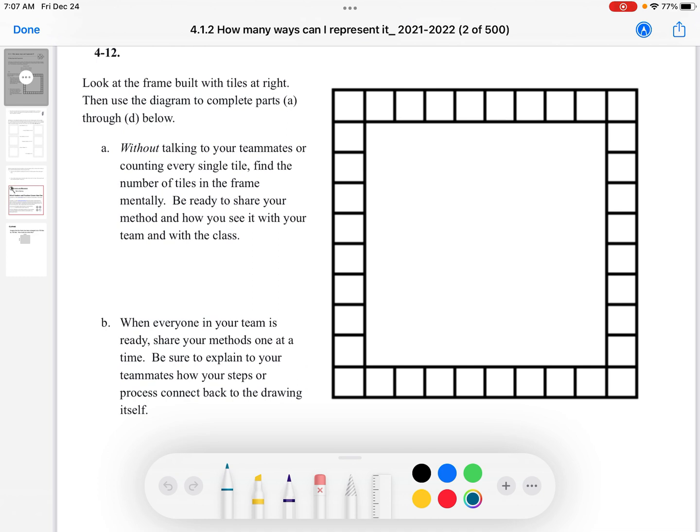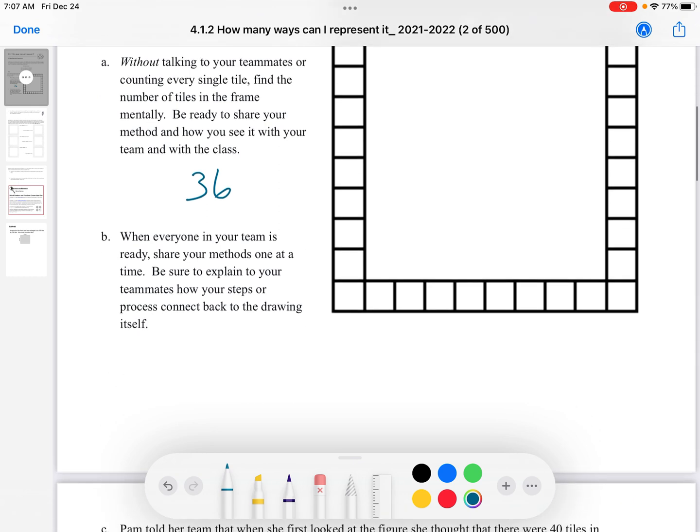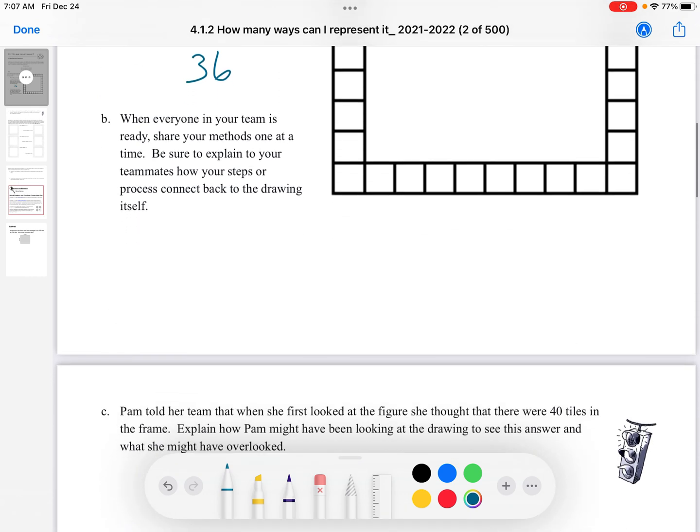So I'm just looking at this. I see 1, 2, 3, 4, 5, 6, 7, 8, 9, 10 on there. Okay, I at least had to have that count. That I did have to count. Now without counting the rest, how can we get the rest? Well, with whatever method you come up with, I hope you come up with the same answer I have. The answer is 36. Did you have 40? Ooh, what happened? We'll talk about it when everyone in your team's ready. We're going to move on.